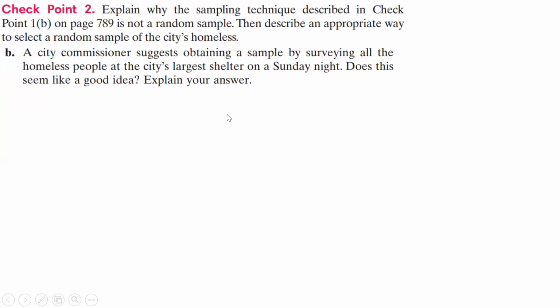All right. So checkpoint two, the first problem we looked at is what this one's going to refer back to. Explain why the sampling technique described in checkpoint 1B, which is what I have written down here, is not a random sample. Then describe an appropriate way to select a random sample of the city's homeless. Well, it's not as random because those who go to the shelter are only the ones going to be included. The ones that don't go to the shelter, or they lock the door and say, okay, we're full, we can't have any more in, those aren't going to be selected.